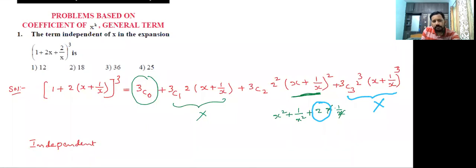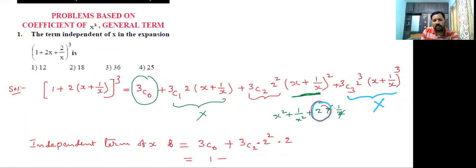Independent term of x in the expansion. In the expansion it is 3C0, this is one term, plus here multiply with 3C2 into 2 square. After expansion what we are getting? 2. These are the independent terms.